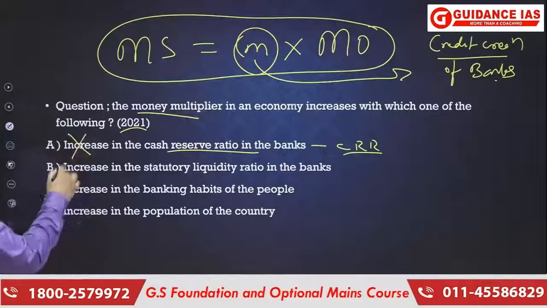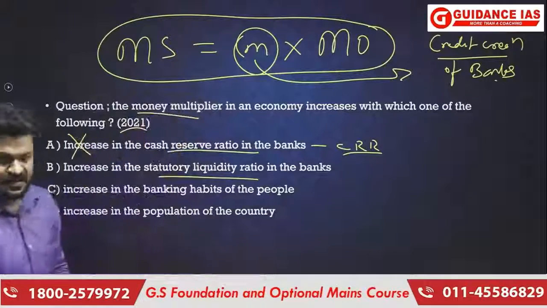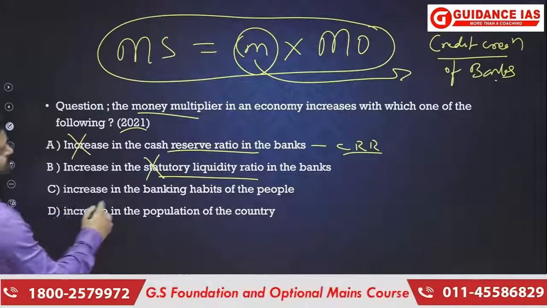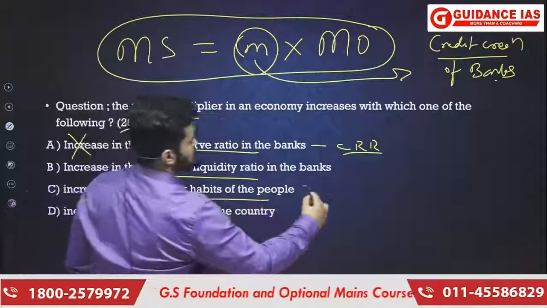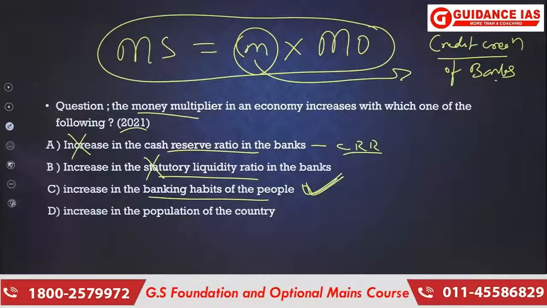Okay, increase in the statutory liquidity ratio. No, same is the condition with SLR also. So this will also not be correct. Increase in the banking habits of the people. Yes, this is the correct alternative. Still looking at the fourth alternative.